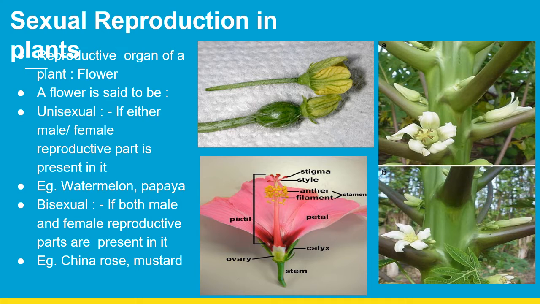And this is the normal hibiscus flower, where you can see both male and female parts in the same flower. If both the male and female reproductive parts are present in the same flower, we call it a bisexual flower. Examples are China rose as well as mustard, etc.